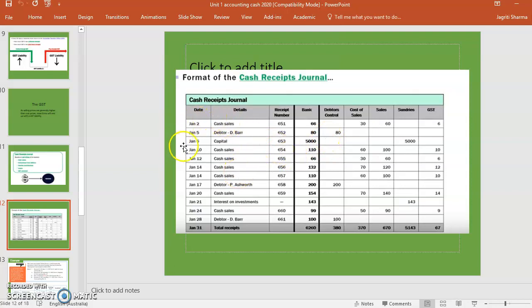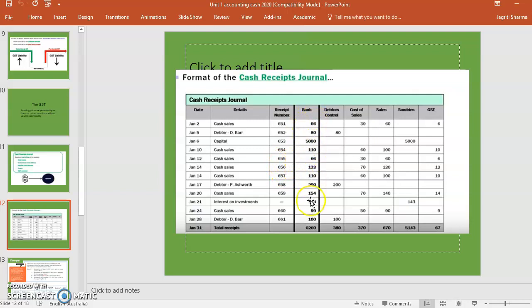This is how the cash receipts journal looks like. So see, you've got columns here. You've got a date column, you've got the details column, you've got the receipt number. So every source document that you have will have the receipt number there, and this will tell you what the source document is about. So this is the cash receipts journal, when the cash is flowing into your business.